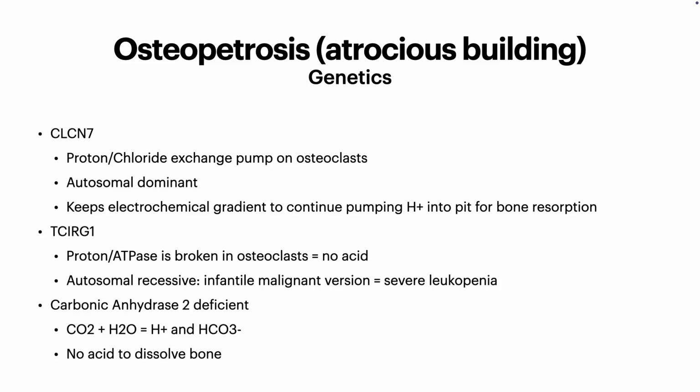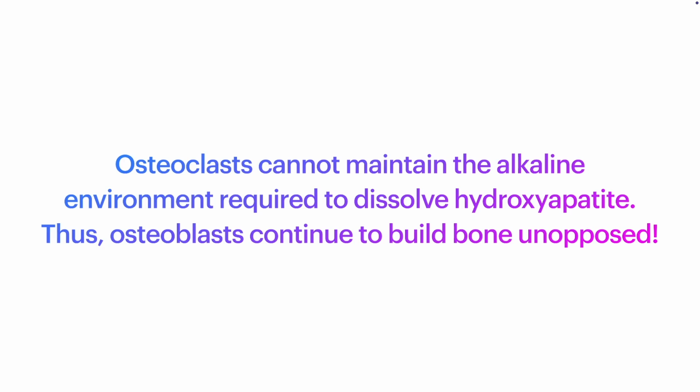And then carbonic anhydrase has to do, again, with the proton, but it's another mechanism. It's a mechanism where your body converts carbon dioxide and water to bicarb and hydrogen. And again, you have no acid for your osteoclast to dissolve the bone. So osteoclasts cannot maintain, this is wrong. Osteoclasts cannot maintain the acidic environment, that's what I meant to say, required to dissolve hydroxyapatite. Thus, the osteoblasts continue to build bone unopposed. So this is a typo, please remember. Osteoclasts cannot maintain the acidic environment required to dissolve hydroxyapatite.